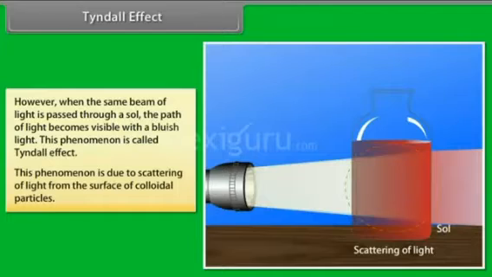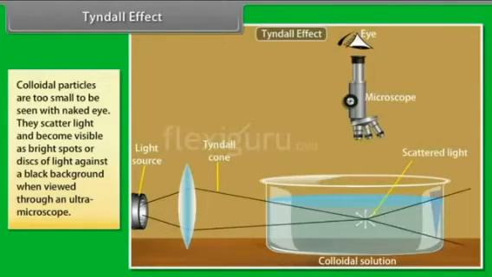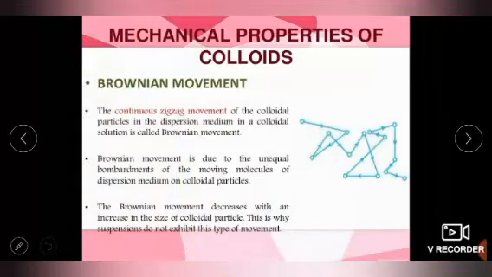This phenomenon is due to scattering of light from the surface of colloidal particles. Colloidal particles are too small to be seen with the naked eye. They scatter light and become visible as bright spots or discs of light against a black background when viewed through an ultramicroscope. Next is mechanical properties of colloids.